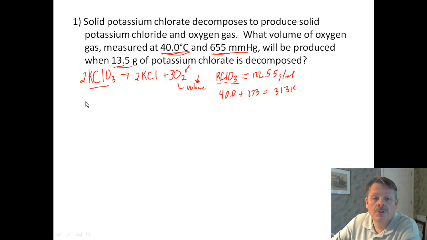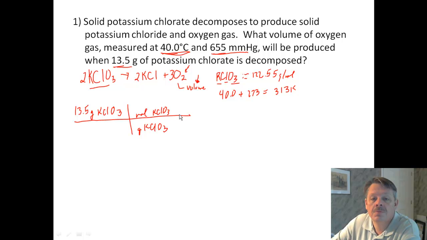Okay, so now we're going to do our Stoich problem, where we start with 13.5 grams of potassium chlorate. Well, you have to get rid of grams of potassium chlorate and go to moles of potassium chlorate. Well, we don't want moles of potassium chlorate, we have to figure out moles of oxygen. So we have to go from moles of potassium chlorate to moles of oxygen.